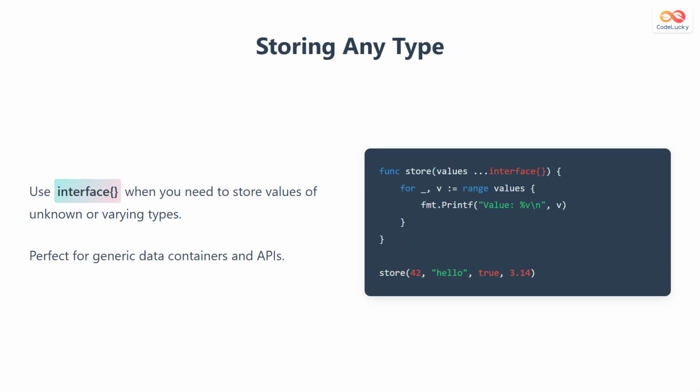Use interface{} when you need to store values of unknown or varying types. It is perfect for generic data containers and APIs. Consider the following function named store, which accepts a variable number of arguments, each of type interface{}. Inside the function, we iterate through the values and print each value. We then call the store function with an integer 42, a string hello, a boolean true, and a float 3.14.